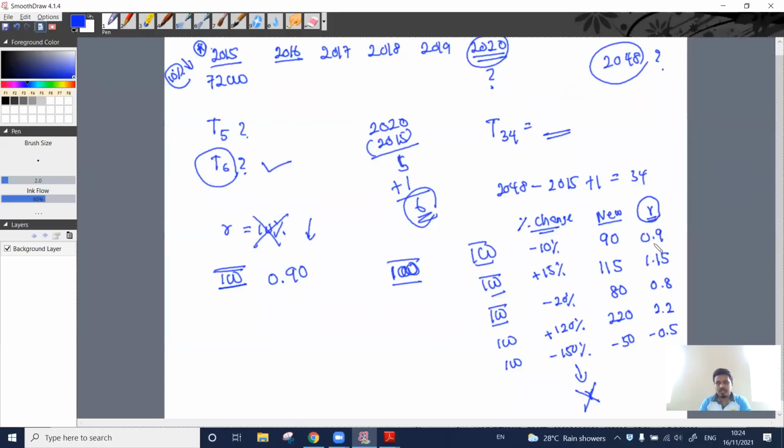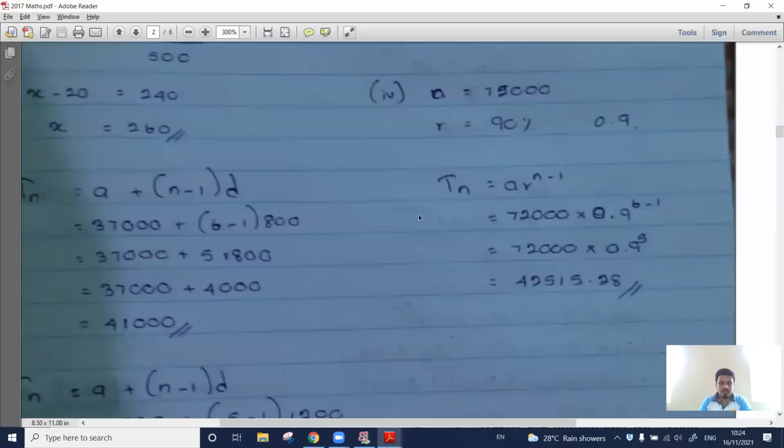So accordingly, the common ratio should be what? 0.9. Right? So here also in this sum, the common ratio is 0.9. Very correct. 0.9. So 0.9 to the power n minus 1, we need to get the sixth term value. So 6 minus 1, that is 5. So the final answer should be 42,515.28. If you got your final answer as this, give 5 marks.